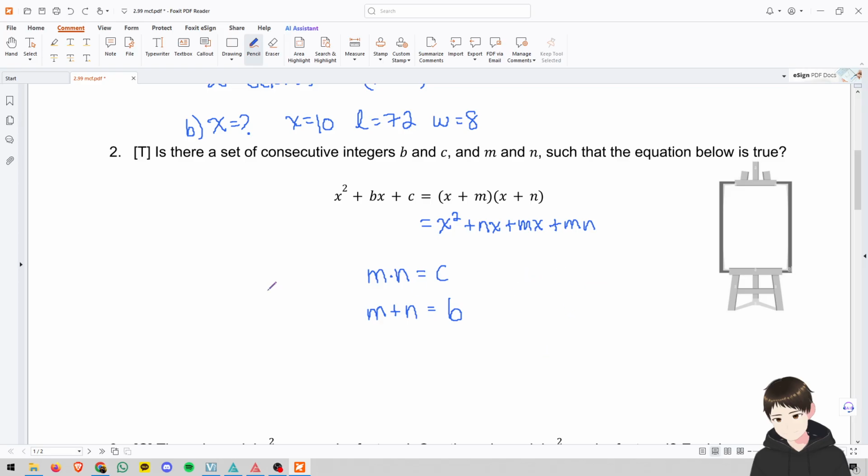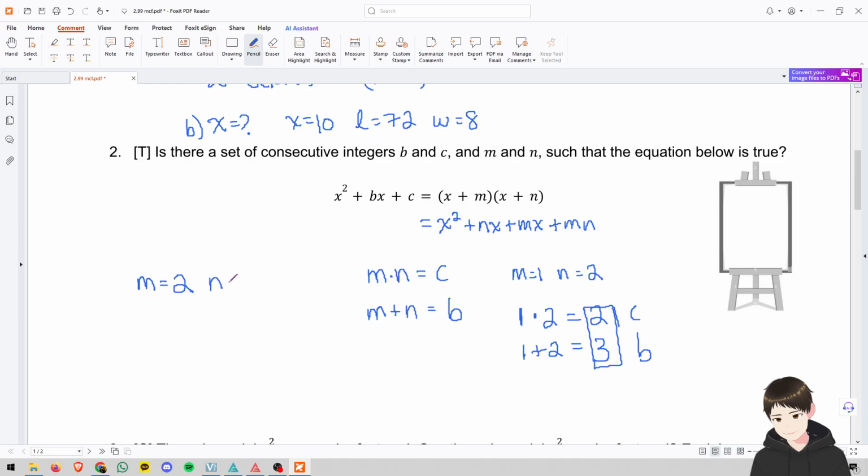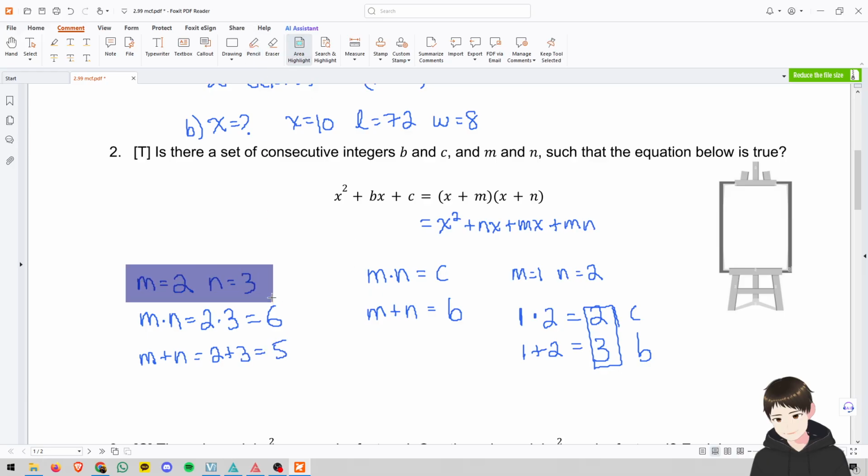What if, maybe I should leave all that there. Sorry about that. What if m was a 2 and n was a 3. So m times n is 2 times 3, which is 6. What is m plus n? That would be 2 plus 3, which is a 5. Oh, m and n are consecutive. b and c are consecutive. I think we found another one.